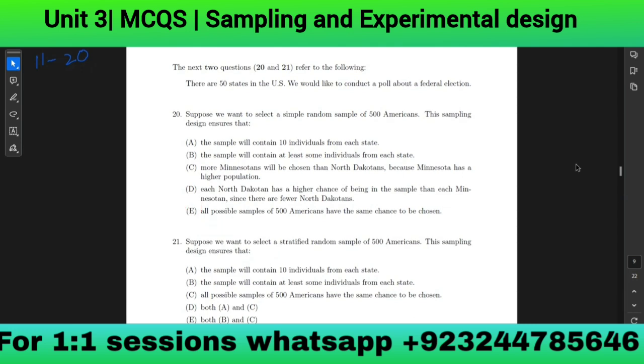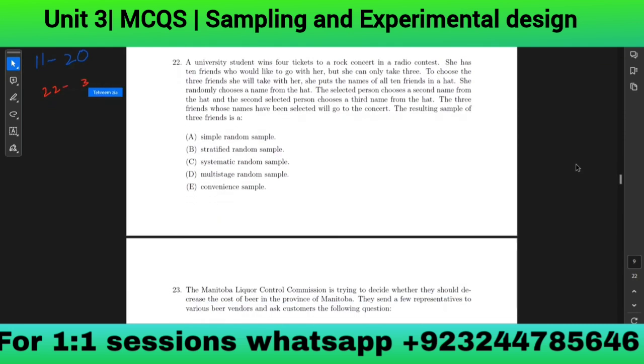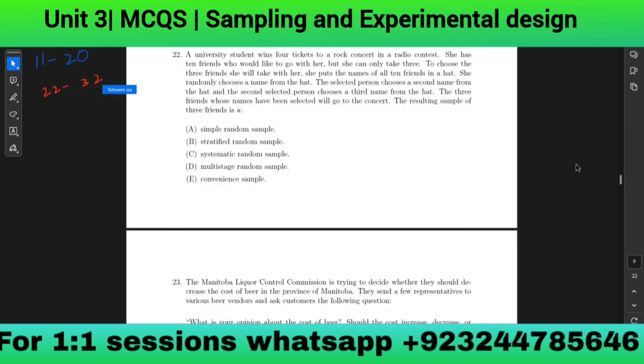Okay. Suppose we want to select a stratified random sample of 500 Americans. The sampling design ensures that: B. The sample will contain at least one individual from each state, obviously. So this is the question. Very good, Abdullah. Okay. Now, take a few minutes and do questions 22 till 32, and then we will restart.